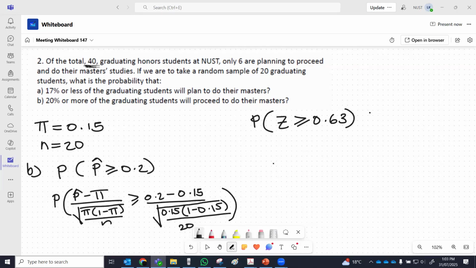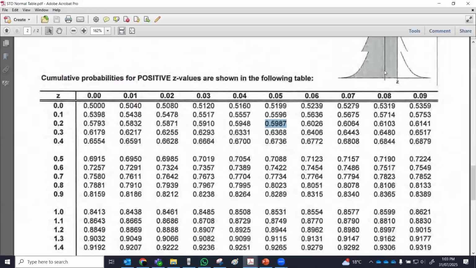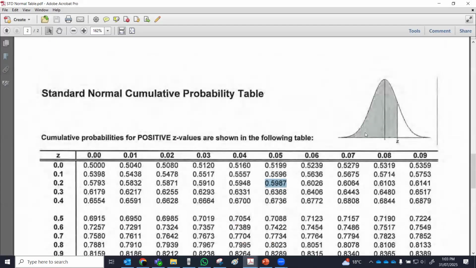Okay, then you need to look at the area that you're looking for on your normal. So 0.63 is here, and the area that is greater than is this area over here. Okay, and looking at our normal table, it gives us the area on the left. And we know that the area from here to the end is 1. So if we're looking for the area from here to there, we just need to say 1 minus the value we read from the table.